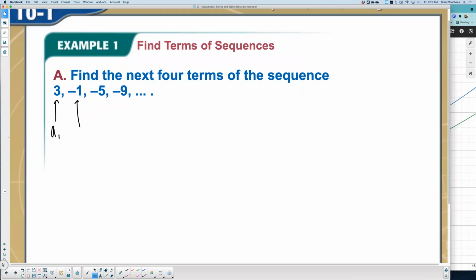What do you think we'd call the second term? A2. And the third term? A3. And finally, the fourth term? A4. Okay, what you're going to learn is that if you're solving for an arithmetic series, that means something that is adding or subtracting. If it's arithmetic, basically the formula is this: you take any number and subtract the previous.